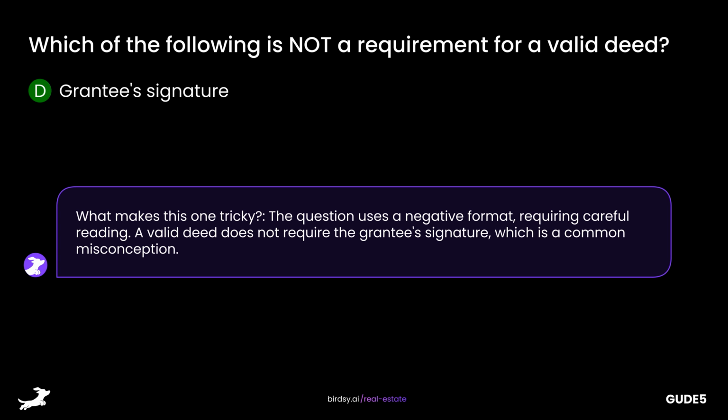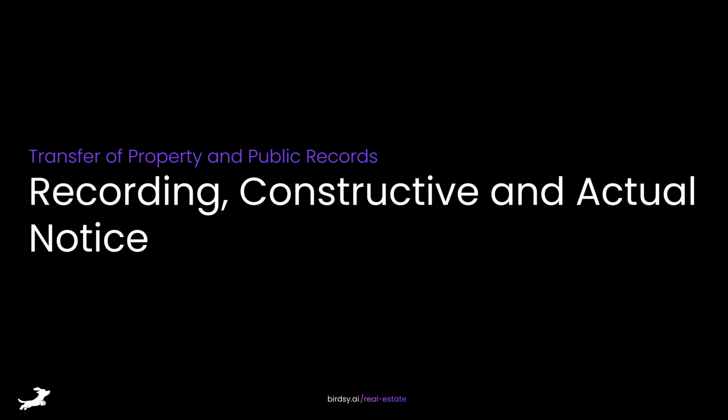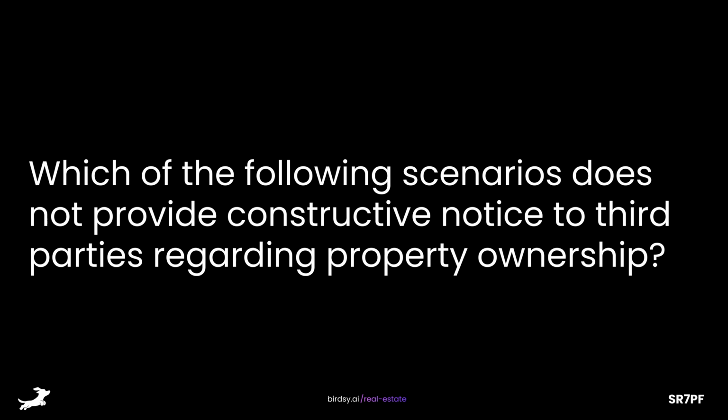What makes this one tricky? The question uses a negative format, requiring careful reading. A valid deed does not require the grantee's signature, which is a common misconception. Recording, constructive, and actual notice. Which of the following scenarios does not provide constructive notice to third parties regarding property ownership?